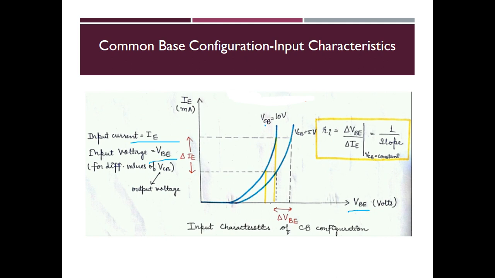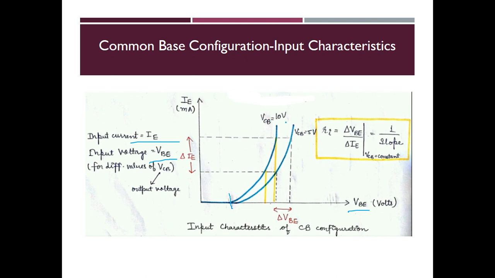At constant output junction voltage, that is VCB, what happens whenever I'm increasing this VBE? So IE will remain as 0. That is, it will just resemble the forward bias of a PN junction diode. Once it reaches the cut-in voltage, only then does it come into conduction, and the current flow will be produced.